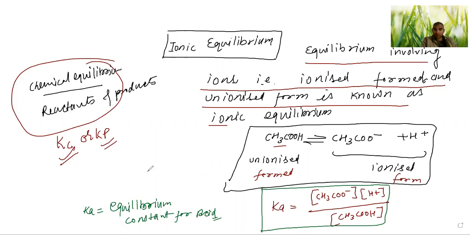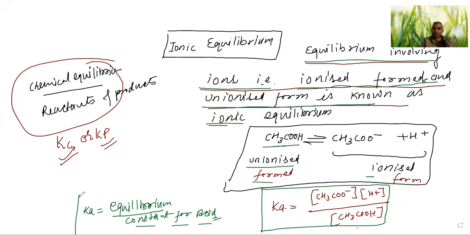Sir, what is the difference between ionic and equilibrium? Can you repeat? I'm reading this: equilibrium involving ions, that is ionized form and unionized form, is known as ionic equilibrium. This is acetic acid CH3COOH, unionized form; acetate ion and H plus ion, ionized form. Ka is equal to acetate ion times H plus ion upon acetic acid. Ka is the equilibrium constant for acid.